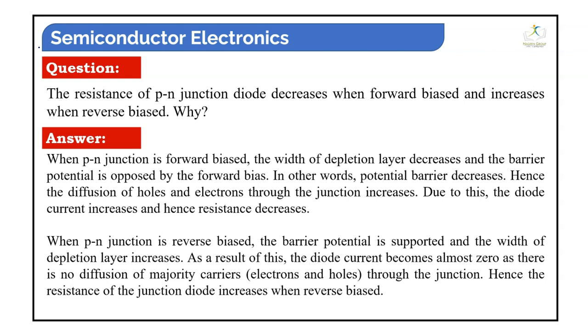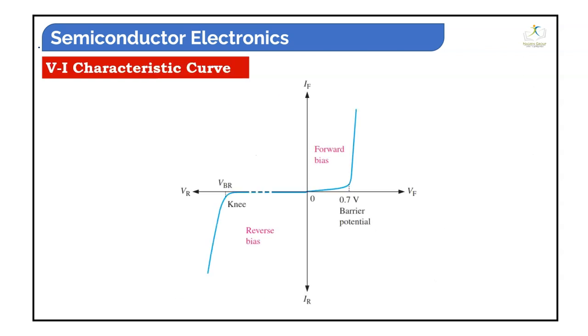But when the PN junction diode is in reverse bias, the barrier potential is supported, and the width of the depletion layer increases. As a result, diode current almost becomes zero as there is no diffusion of the majority carriers, electrons and holes, through the junction. Hence, the resistance of the junction diode increases in reverse bias.